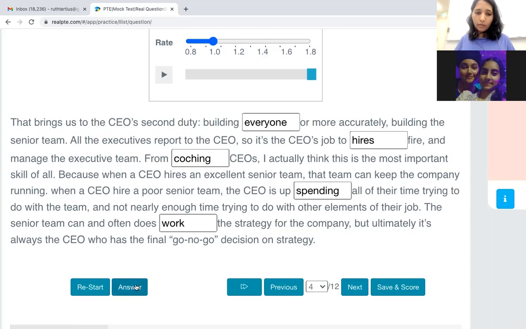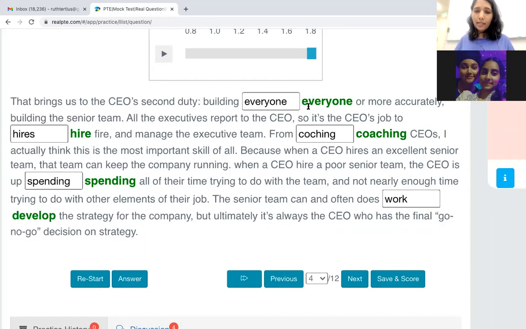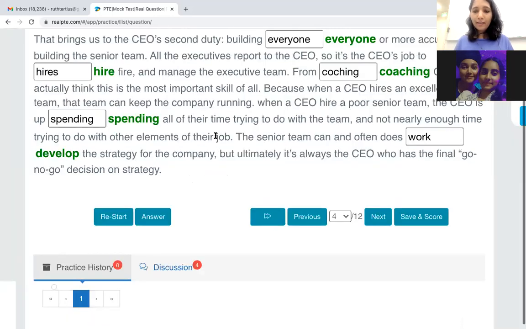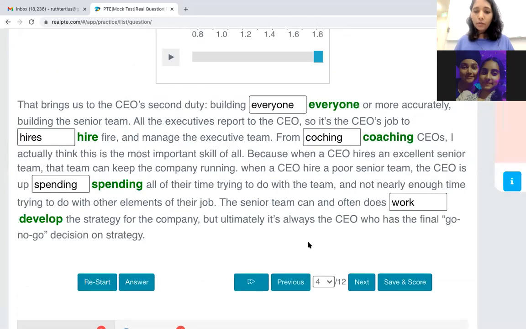Okay. So here, the first answer is everyone, which you've got correct. That's 1 point. This is hire, not hires. The next one had O in between, coaching. The next one was spending, which is correct. And the last one was develop. So you've got 2 points to writing and 2 points to listening. So let's do one more. Eyes on the screen, hands on the paper. Are you okay with doing more of this or are you bored? Yes. Okay. At the count of 3, 1, 2, 3, and go.